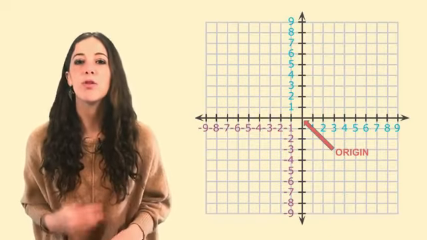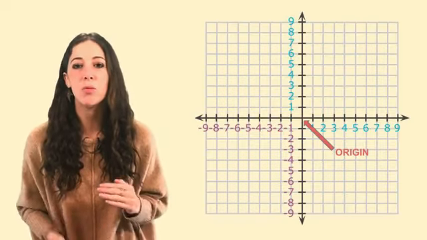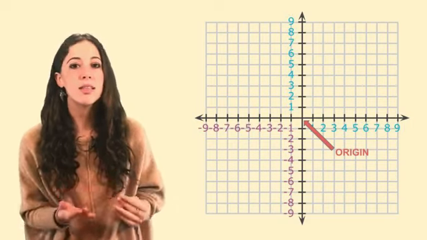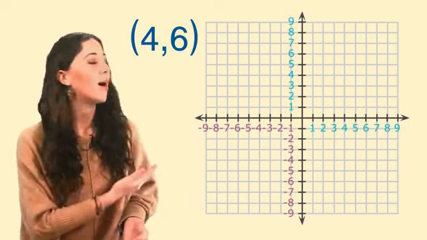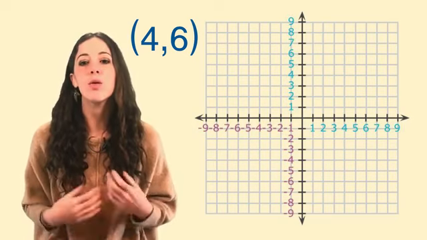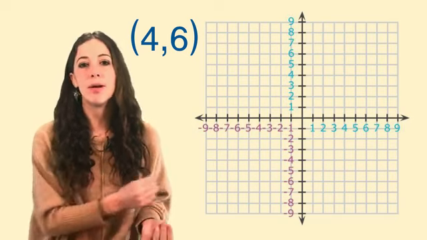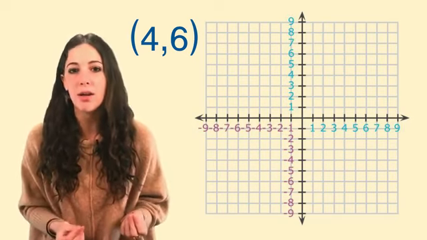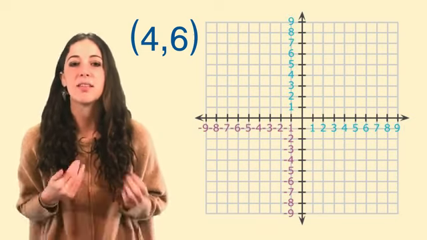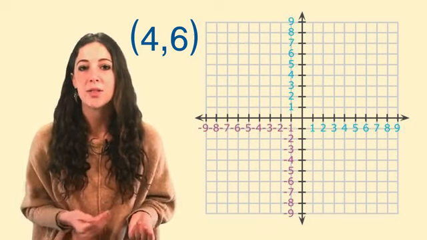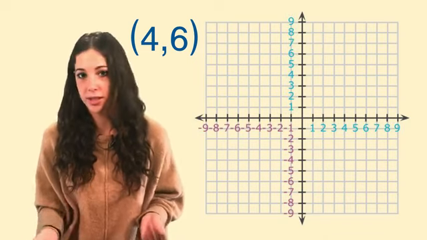To plot a point, you begin at the center where your x and y axes meet. This is called the origin. If you want to plot the point (4, 6), you would start at the origin and then move left or right depending if your x value is positive or negative. Think of your x-axis as a number line. Positive numbers to the right, negative numbers to the left.